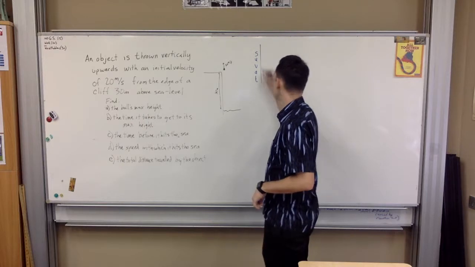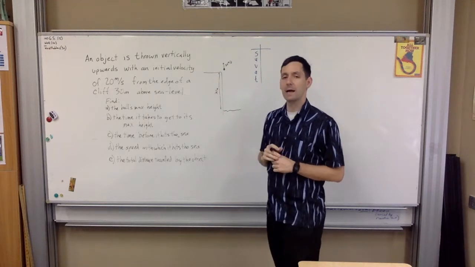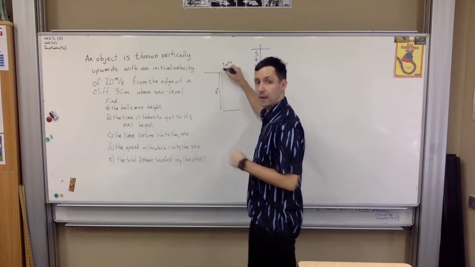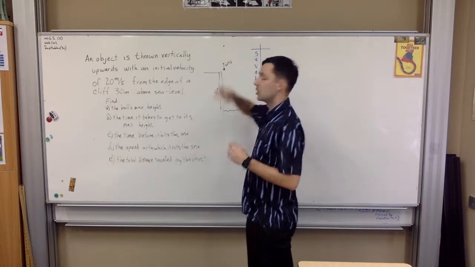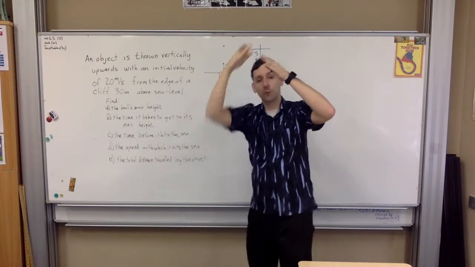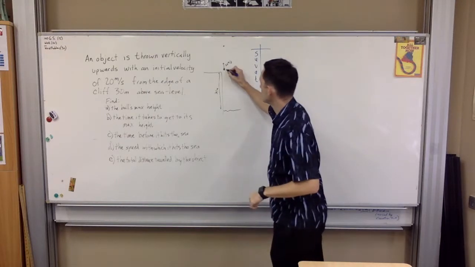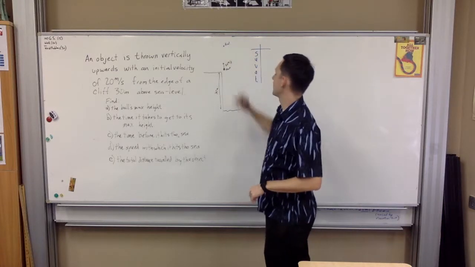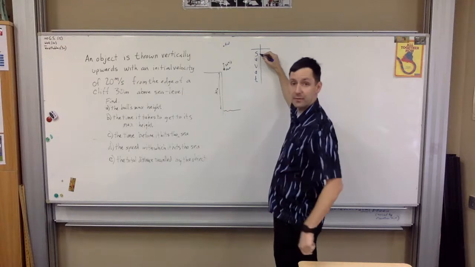SUVAT. Okay? So, what I want is the maximum height. So I'm going to start right here where I threw the ball. That'll be my initial point. My final point will be up here at the very top of the arc before it starts to fall back down. Okay? So that's going to be my initial and my final. Right there. So the displacement, I don't know what that is, but that's what the question's about, the maximum height.